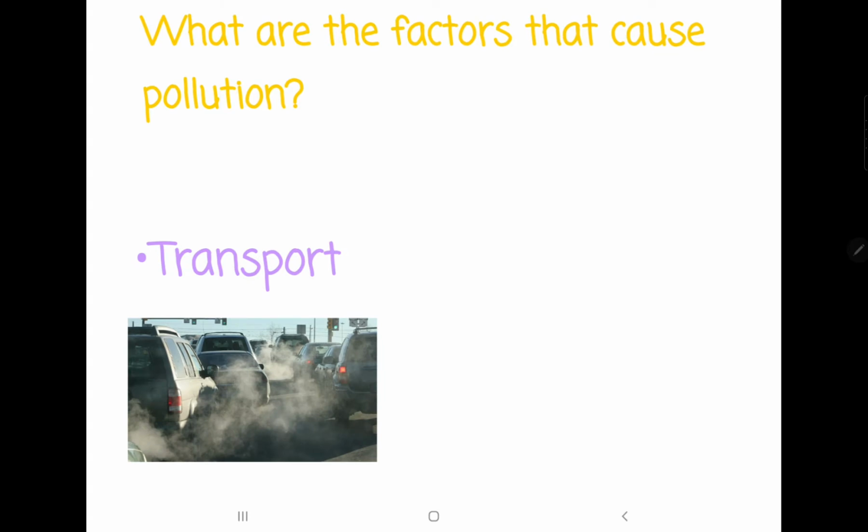The next is transport. And as you can see here, it causes a lot of harmful gases that are not good for the environment. They cause air pollution.